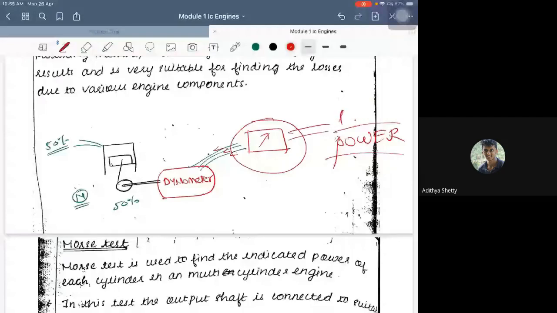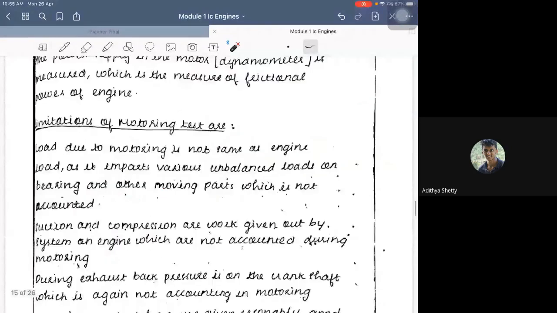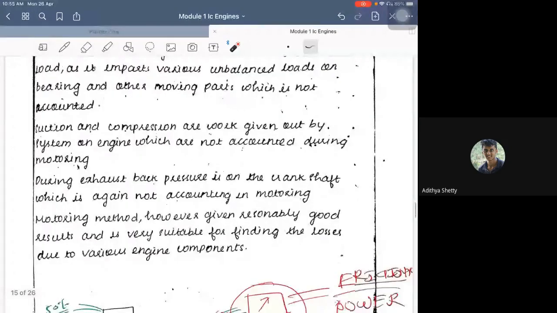Now, running an engine and running a motor is a totally different concept. Running an engine, there will be knocking, and the piston will be reciprocating, so there will be a large number of unbalanced forces. Whereas a motor will cleanly rotate, with no unbalanced force. But an engine has many unbalanced forces which are not accounted for. So again, there would be a mismatch in the values. Next point.